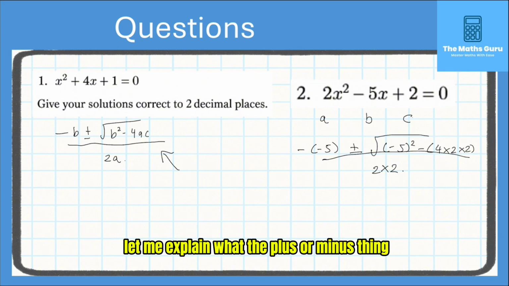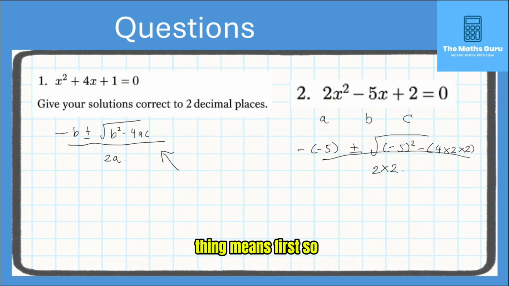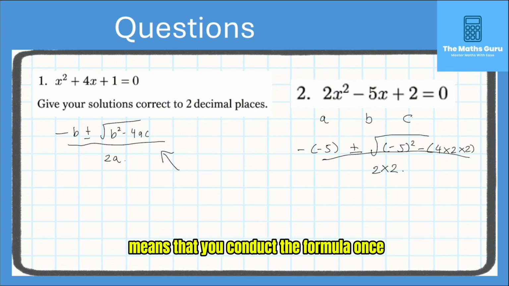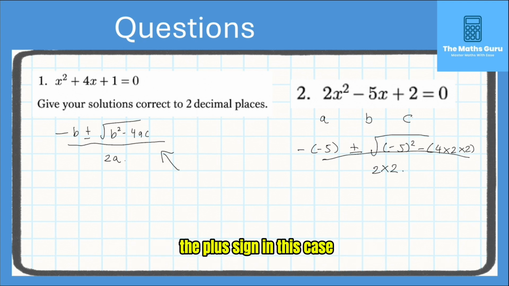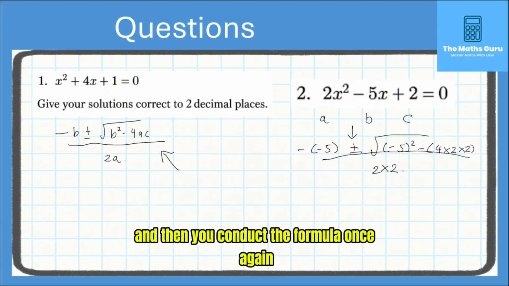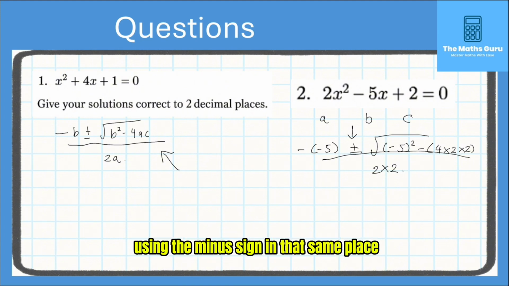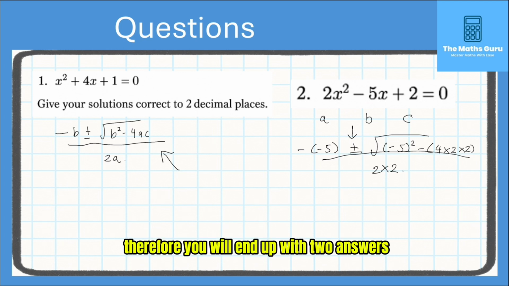what the plus or minus thing means first. So the plus or minus symbol means that you conduct the formula once by using the plus sign in this place, and then you conduct the formula once again using the minus sign in that same place. Therefore, you will end up with two answers.